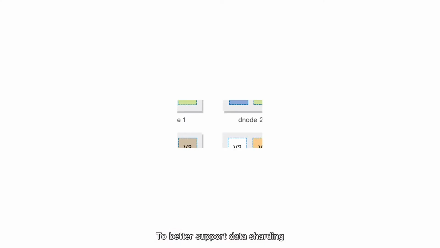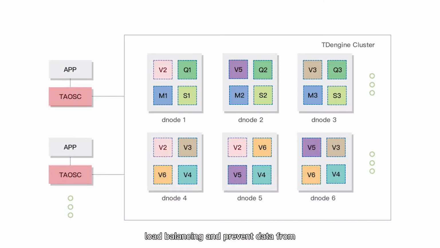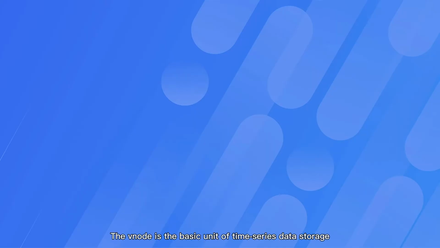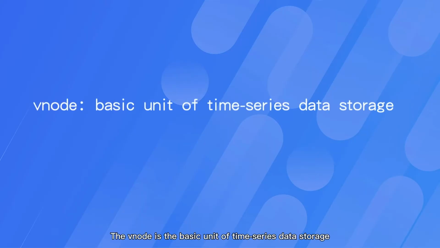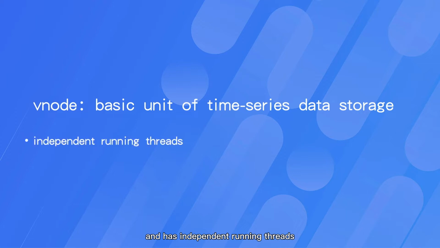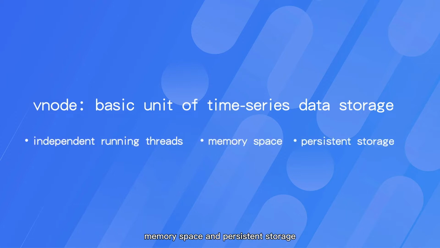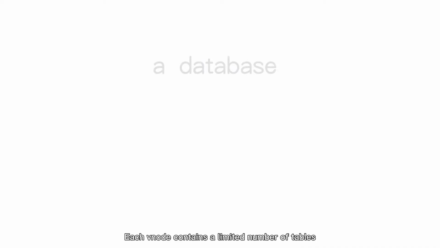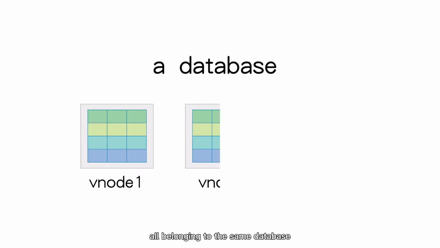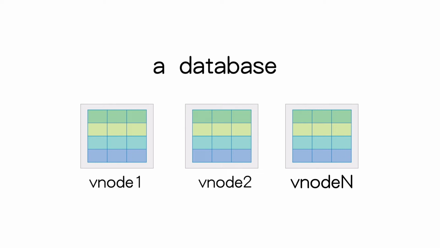Virtual node. To better support data sharding, load balancing, and prevent data from overheating or skewing, data nodes are virtualized into multiple virtual nodes. The vnode is the basic unit of time series data storage and has independent running threads, memory space, and persistent storage. Each vnode contains a limited number of tables, all belonging to the same database. However, each database can be split among multiple vnodes.